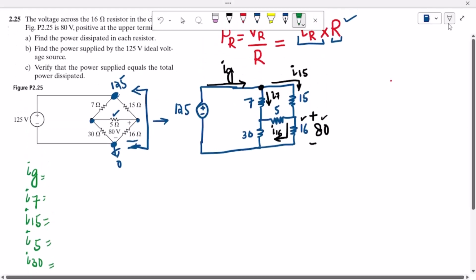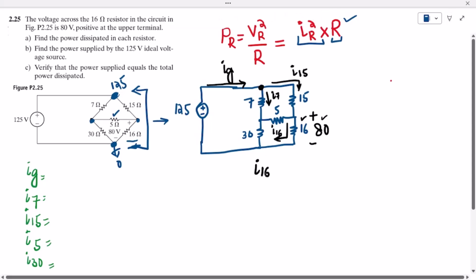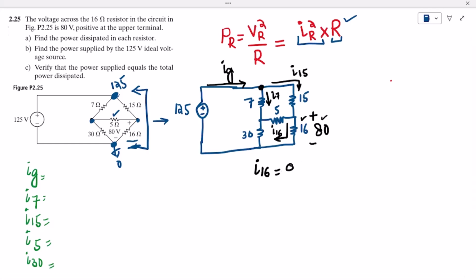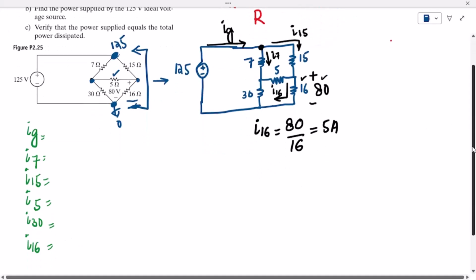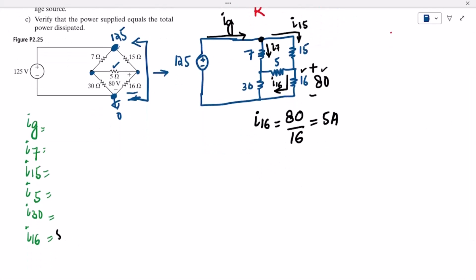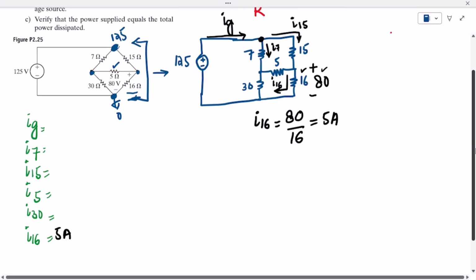Again selecting the same black color here. The value of I 16 is what? The value of I 16 is 80 volts, which is the voltage, divided by the resistance, which is 16, and this is from Ohm's law, which is V equal to IR, and from it we can clearly see that this is 5 amps. So I 16 is here, which is known, and that is 5 amps.